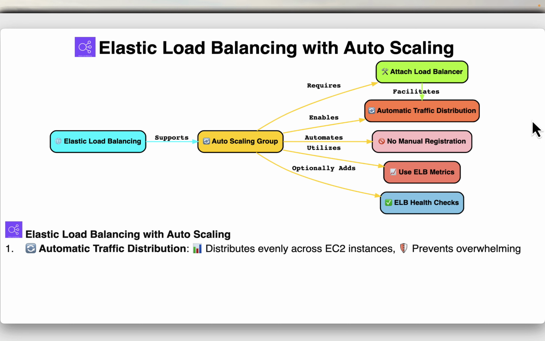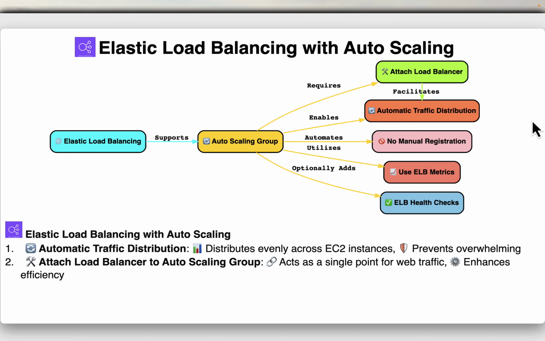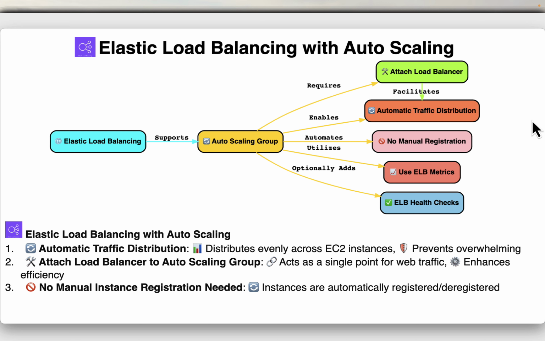Okay, so first is automatic traffic distribution. Distributes incoming application traffic across all EC2 instances evenly, preventing any single instance from being overwhelmed. Second, attach load balancer to auto scaling group. This simplifies setup by acting as a single point of contact for incoming web traffic, enhancing efficiency. Third, no manual instance registration needed. Instances launched or terminated by the auto scaling group are automatically registered or deregistered with the load balancer.